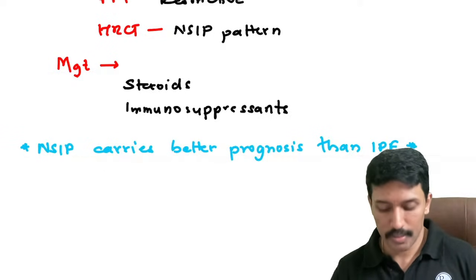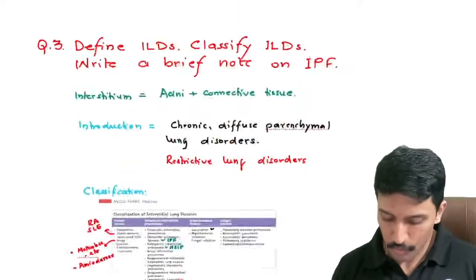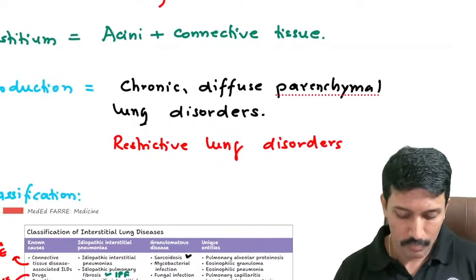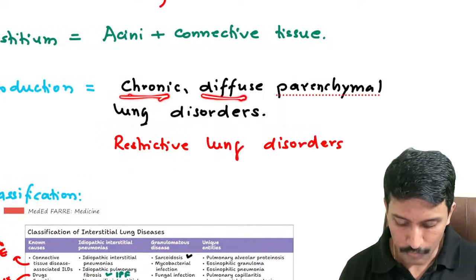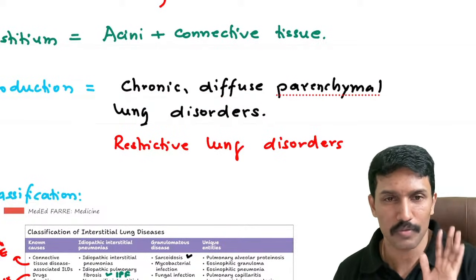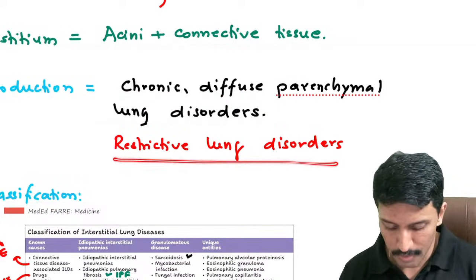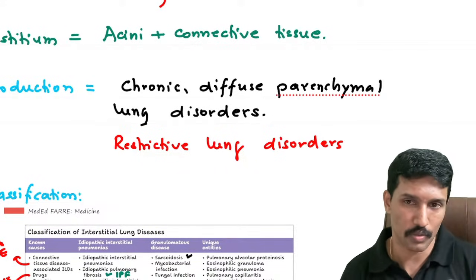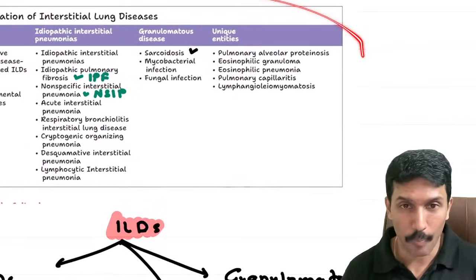So what is expected by the examiners? They want you to write a classification, a basic introduction where you use these terms: chronic, diffuse, and parenchymal. These three terms they are looking for. Second, in the introduction, make sure that you mention ILD is a restrictive disorder, unlike COPD and asthma, which are obstructive disorders. Classification, either copy this table.